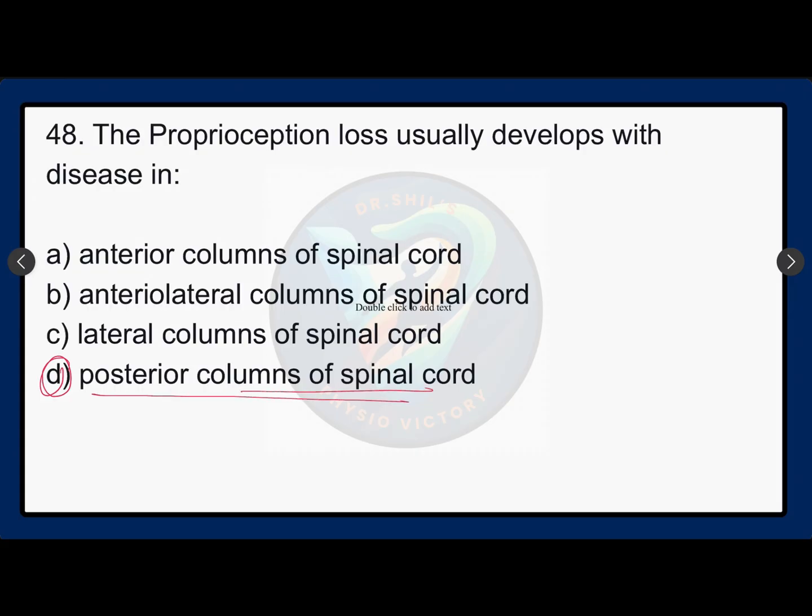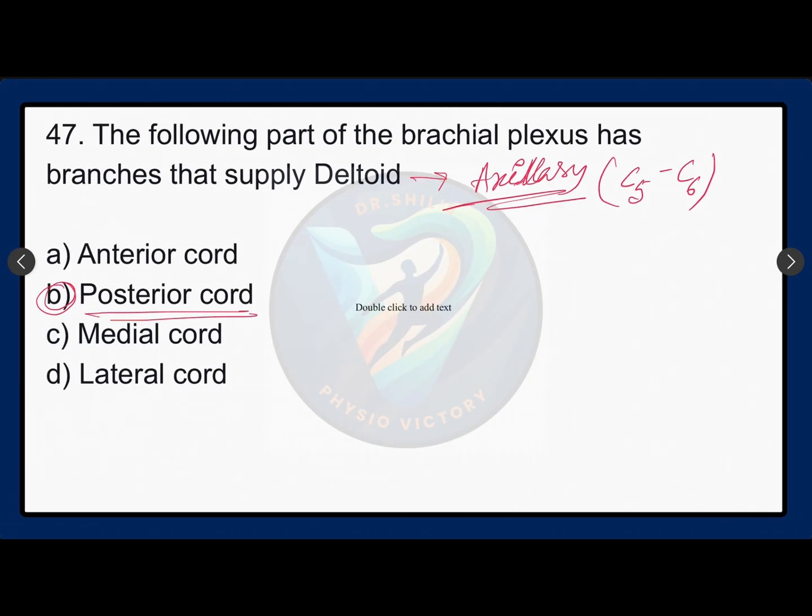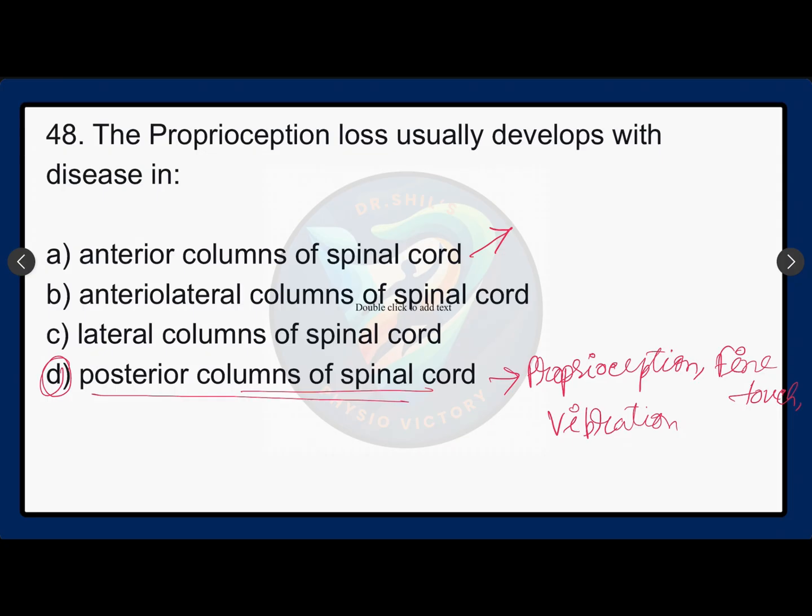The posterior or the dorsal column transmits proprioception, fine touch, and vibration, whereas anterior column is mainly involved in motor pathway, anterolateral column transmits pain and temperature, and lateral column is corticospinal motor tract.